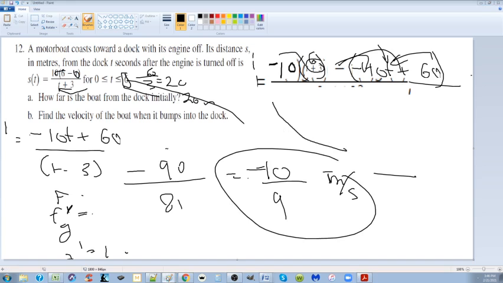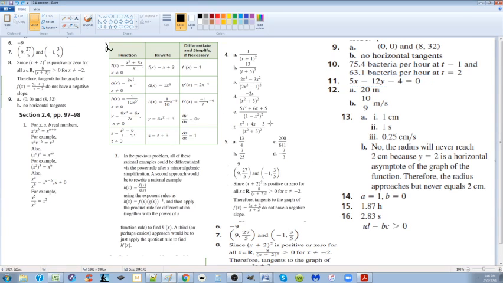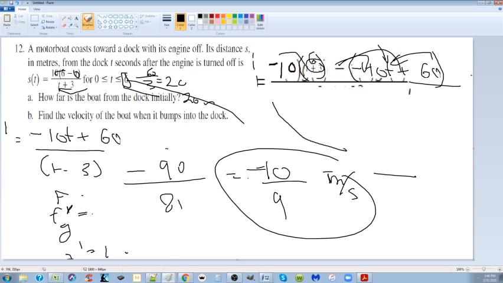Let's see if I got it right. So it's either minus 90 over 81 or minus 10 over 9. Yeah, they got it as 10 over 9. They don't have it as minus, though. And actually, you know what? That makes sense because velocity can't be negative. So velocity can't be negative.